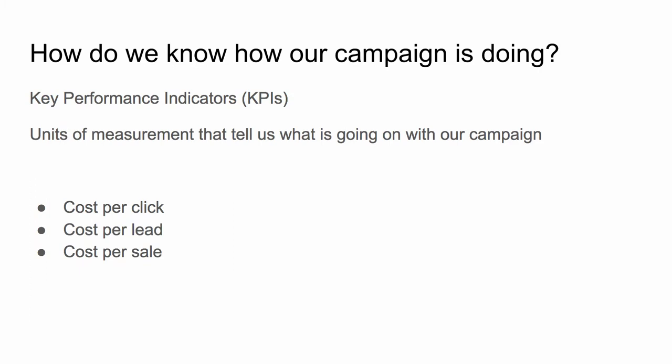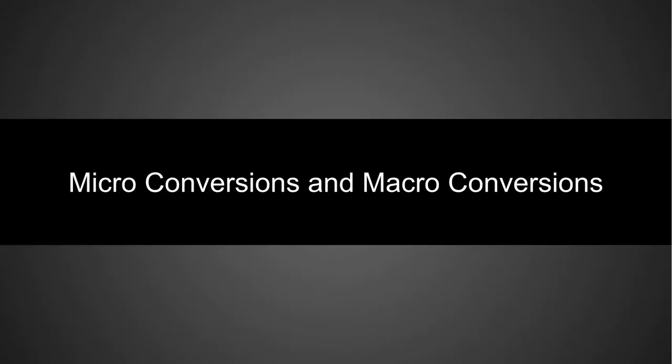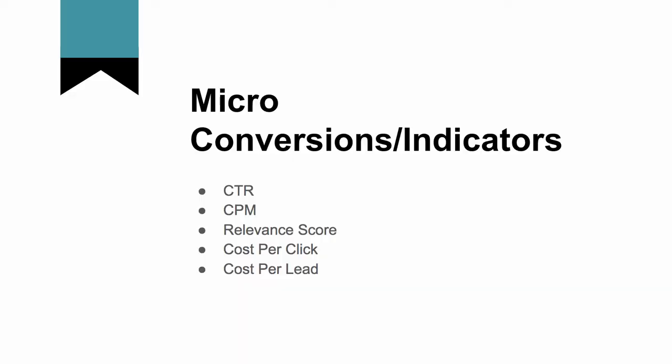So how do we know how our campaign is doing? We know based on key performance indicators. We often refer to these as KPIs, and a KPI is just a unit of measurement that tells us what's going on with our campaign. So some common KPIs include things like cost per click, cost per lead, cost per sale. You've probably heard these before. Don't worry, I'm going to go through each one, and we're going to talk about micro conversions and macro conversions. If this sounds like a foreign language at the moment, don't worry, we're going to go through step by step.